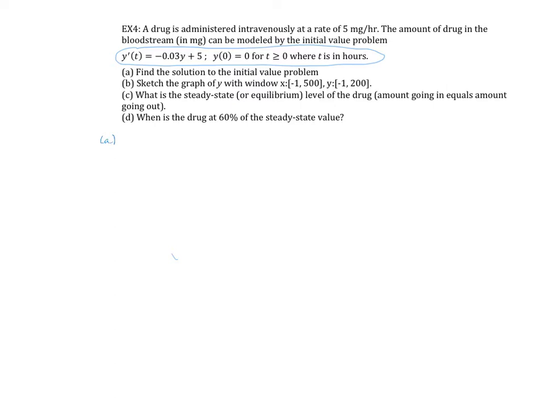I can see that k is -0.03 and b is equal to 5. My general solution is then y of t equal to c e to the -0.03 t, and then it's going to be plus 5 over 0.03, right? Because the minus turns to plus.